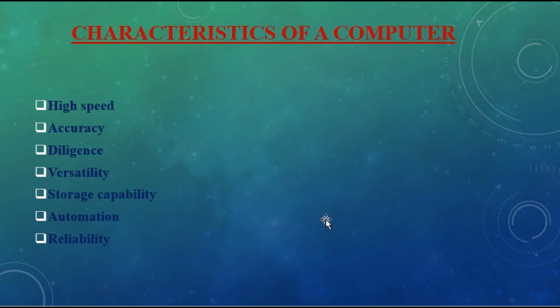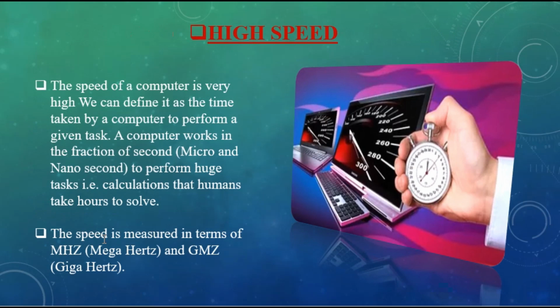Now, after going through the basics of computing, we can't forget to go through the characteristics of a computer. Computers have a lot of characteristics that make them favorable to use, easy to use. Some of the characteristics include the high speed, the accuracy, diligence, versatility, which is the flexible part, storage capabilities, the automation property, and the reliability. Now, let's go through each one of them.